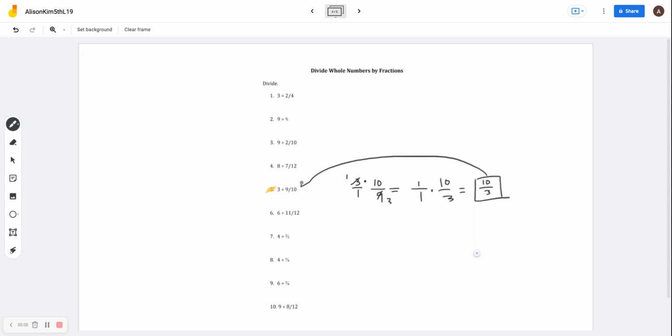So once again, you need to watch out for being able to simplify, and when you do simplify, you can't do it across, you can only do it crisscross.